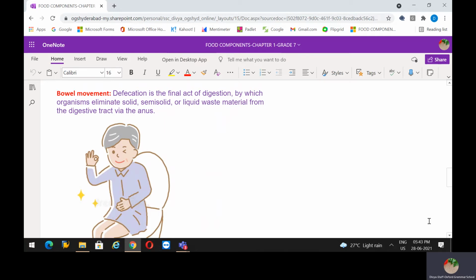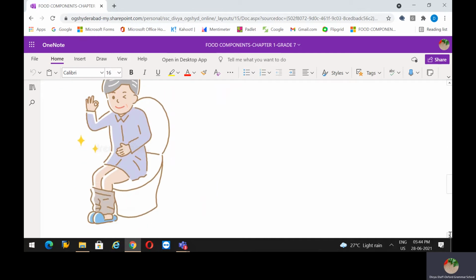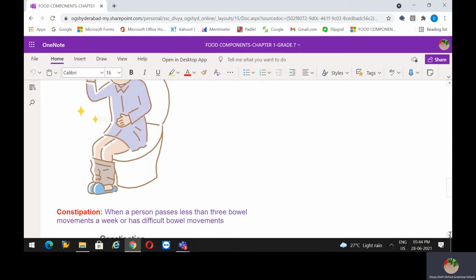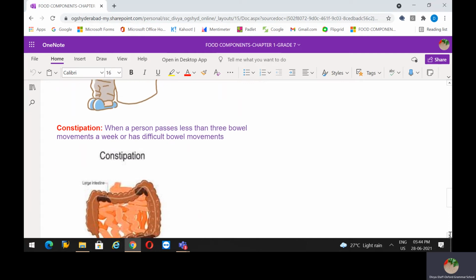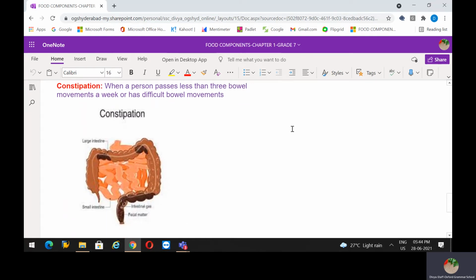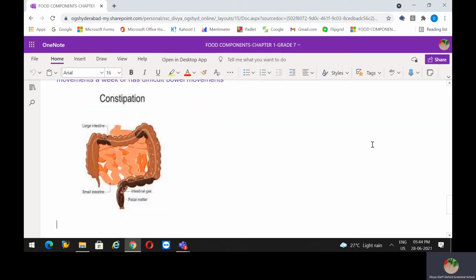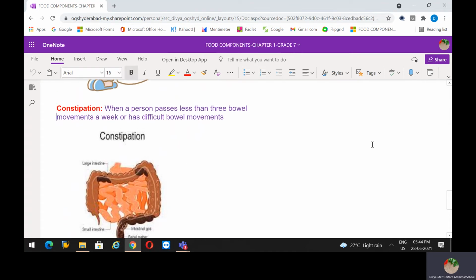It is the final act of digestion by which organisms eliminate solid waste. Okay, yes, solid or liquid waste or semi-solid waste. And if we consume roughages and good fruits and vegetables, I mean to say there will never be a problem of constipation. Constipation is nothing but when a person passes less than 3 bowel movements a week or has difficult bowel movements, that is known as constipation.